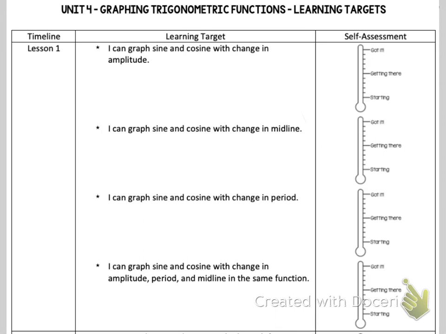So right now, the goal today is we want you to be able to graph sine and cosine with change in amplitude, graph sine and cosine with change in midline, graph sine and cosine with change in period, and graph sine and cosine with changes of all of those in one function. What I would love for you to do is to go through and fill in where you are with this. Right now, you're probably just starting, so we'll be right here.